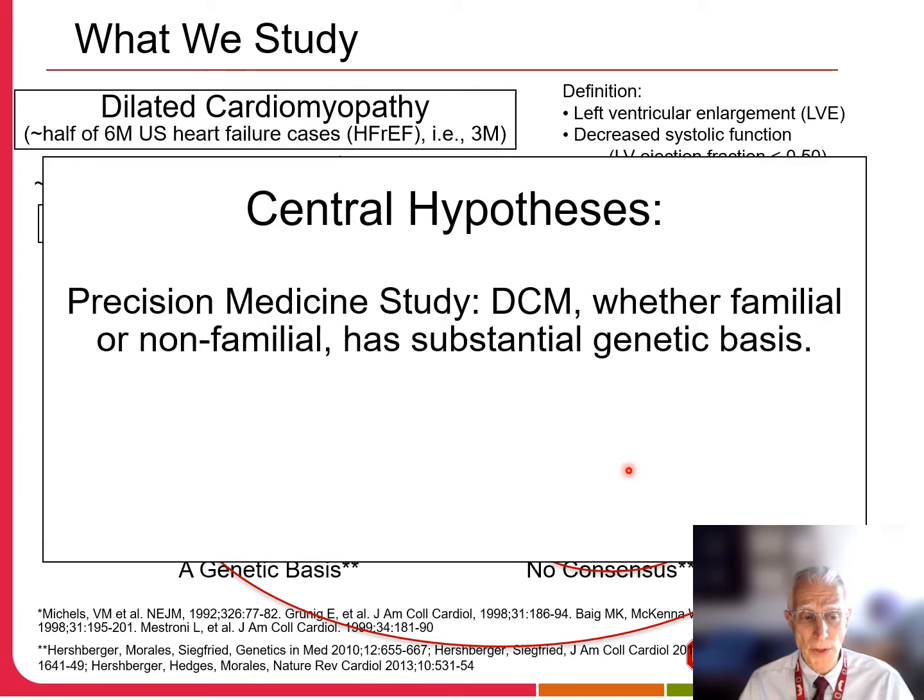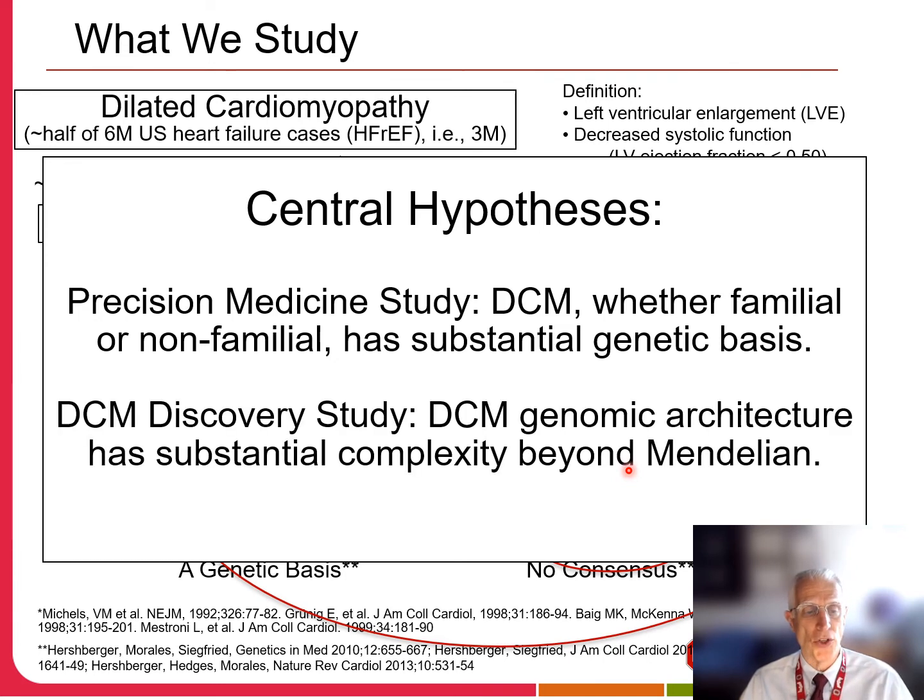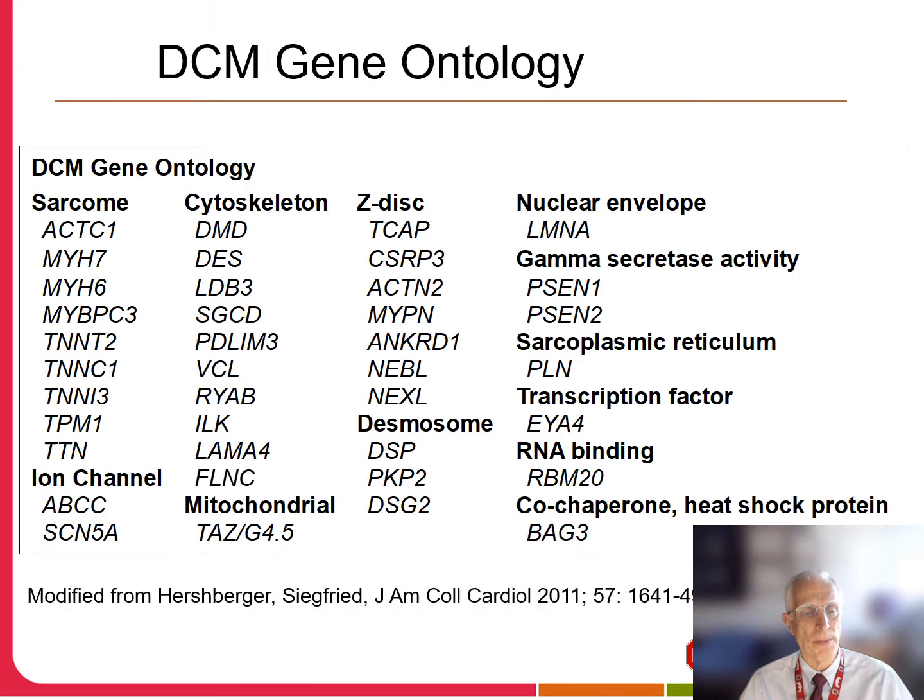Our central hypotheses are, this was the study we just published, we don't have time to present that today, but dilated cardiomyopathy, whether familial or non-familial, has substantial genetic basis. We think it's all genetic. And our next study, an even bigger study, is that there's complexity beyond Mendelian, where Mendelian is one single gene that explains everything within a family. It turns out that it's more complicated. Again, I won't discuss that in detail today.